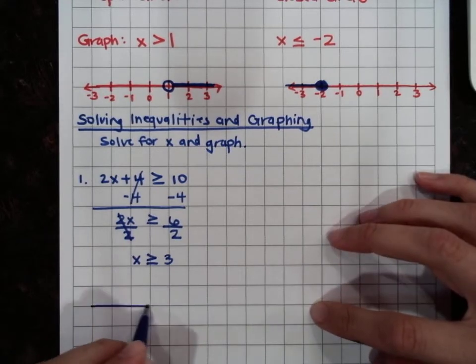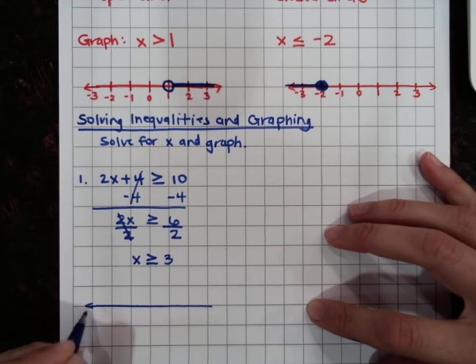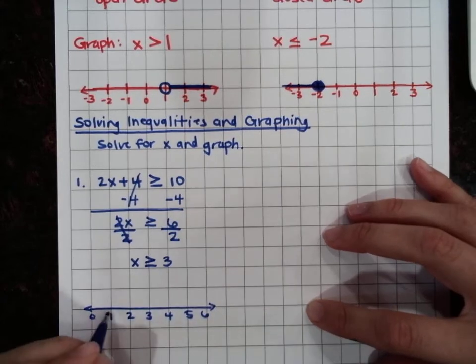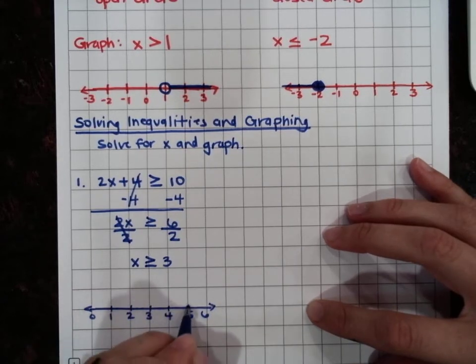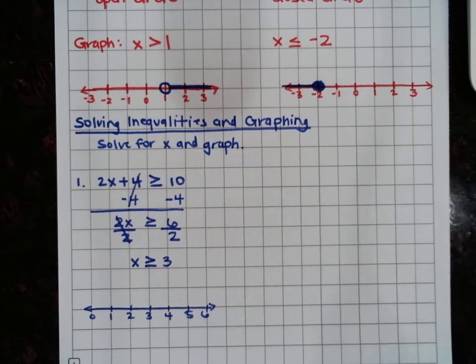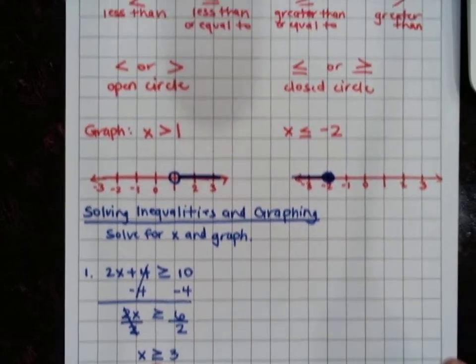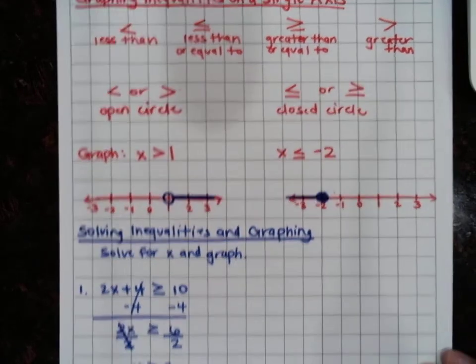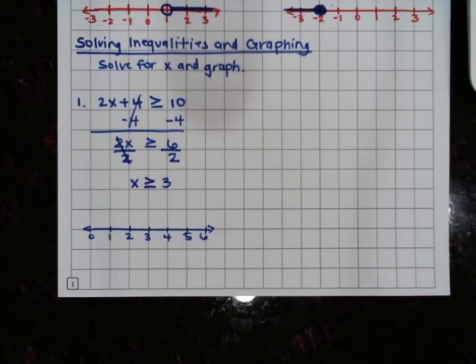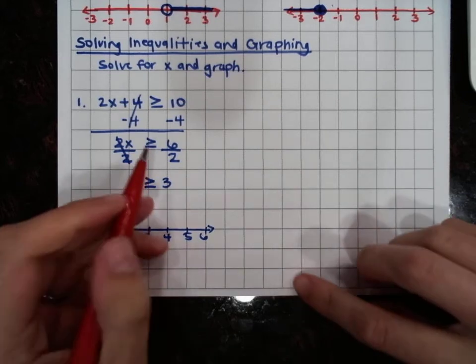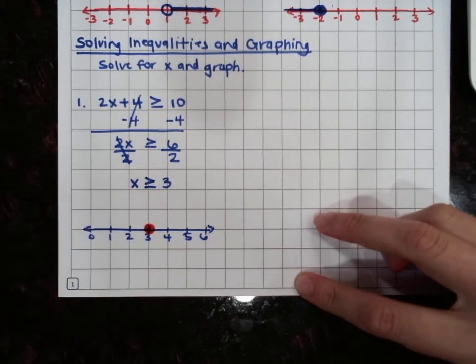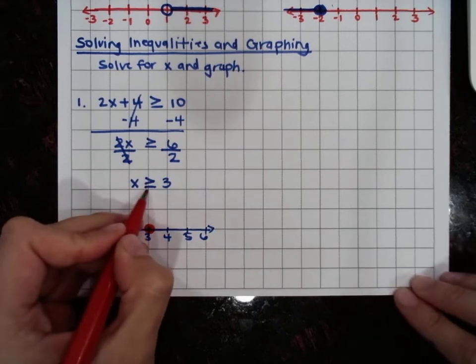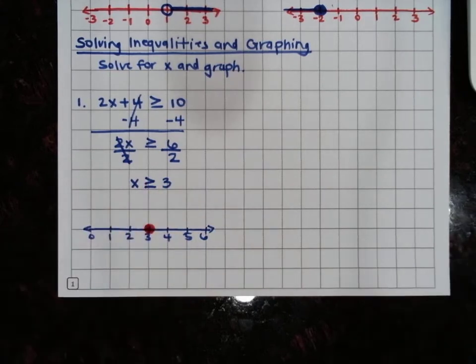And now we are going to graph that. So we have 0, 1, 2, 3, 4, 5, 6. And so x is greater than or equal to 3. Remember what we said: if it is greater than or equal to, it is a closed circle. And that tells us that the 3 is part of the solution. 3 is greater than or equal to 3 because 3 is equal to 3.